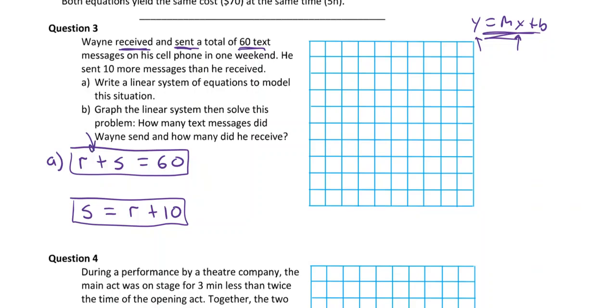It actually doesn't matter what variable you arrange for. We could either arrange it for R is equal to something or S is equal to something, but they should both be the same, right? So in this case, I already have S is equal to something. So I'm going to rearrange the top one so that it's S is equal to something. I'm going to subtract R from both sides, so minus R and minus R. So this would really become S is equal to negative R plus 60.